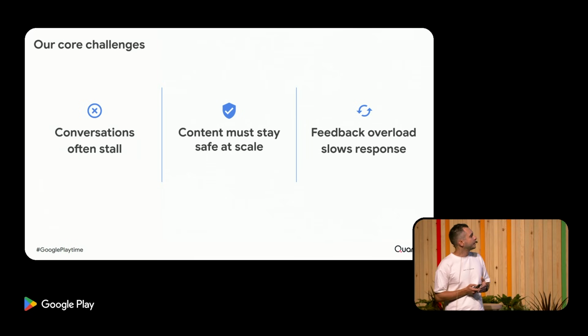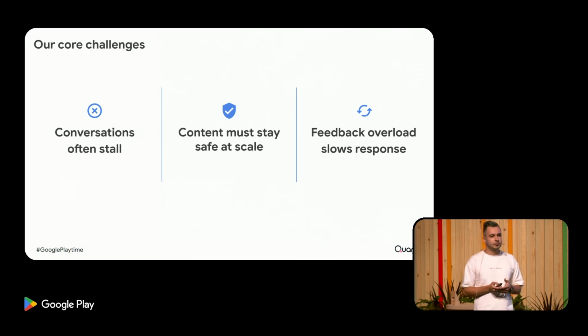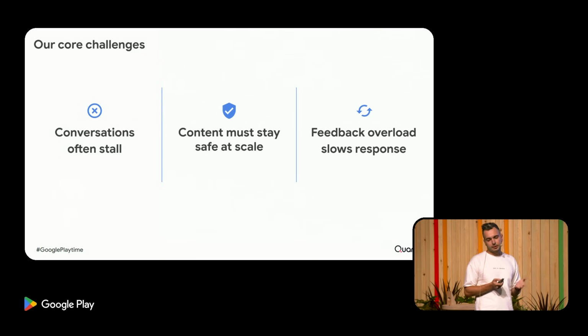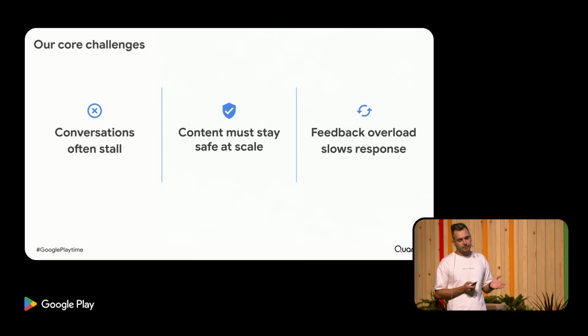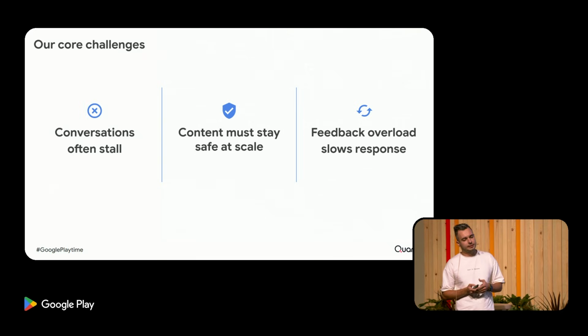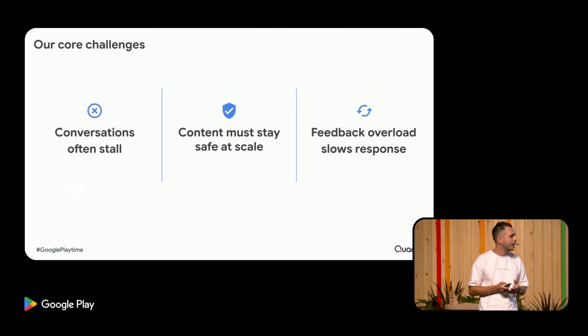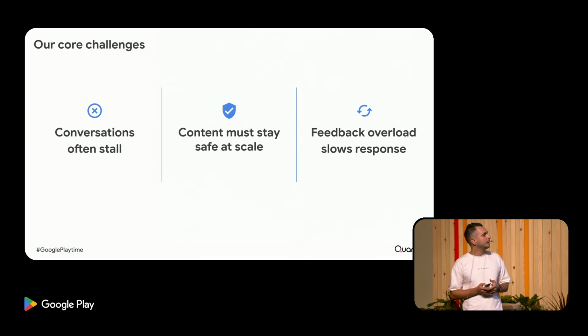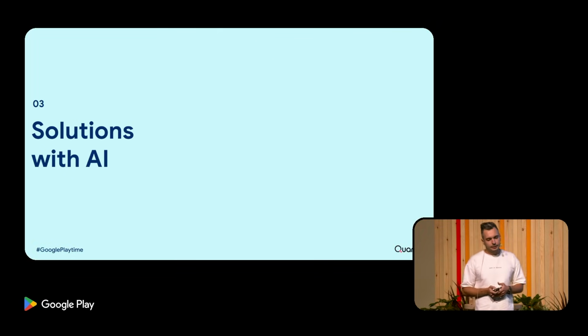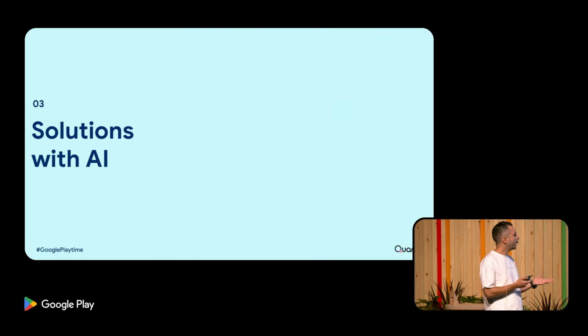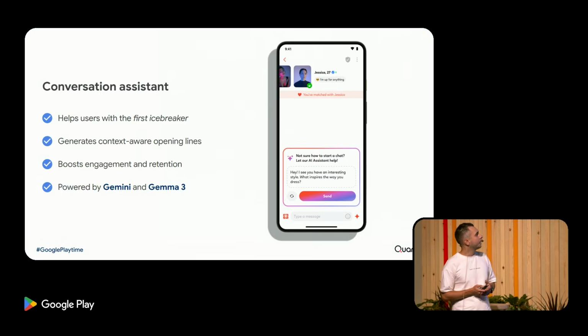So the challenges which we have: the first is chats start to keep going. The second is safety is tough at our scale, and the third one, we get so much feedback, so it's so easy to miss the key issues. And I'll present you solutions which we did with Gemma and Gemini.